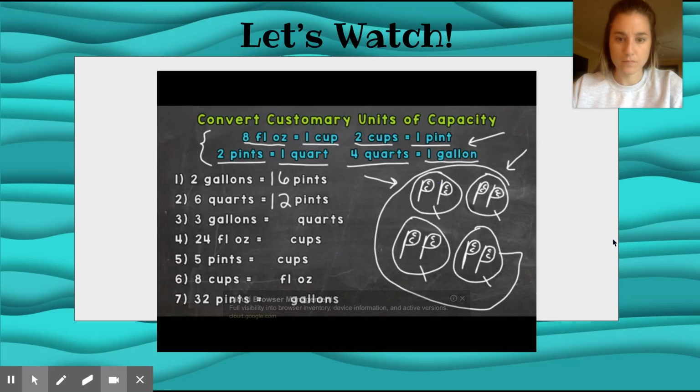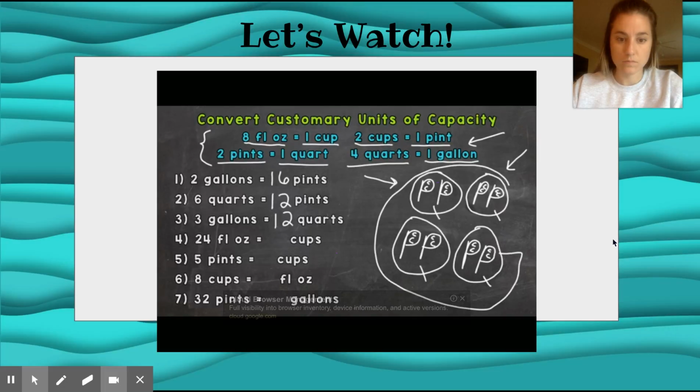Number 3, 3 gallons equals how many quarts? There are 4 quarts in 1 gallon, so we need to do 3 gallons times 4, which gives us 12 quarts. So 3 gallons equals 12 quarts. Again, 4 quarts in 1, so there would be 12 in 3, or 3 times 4.